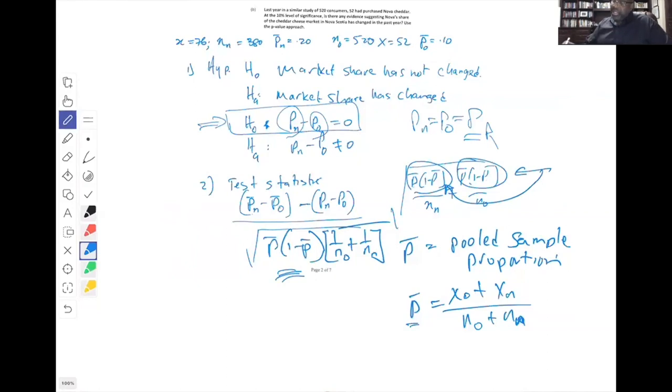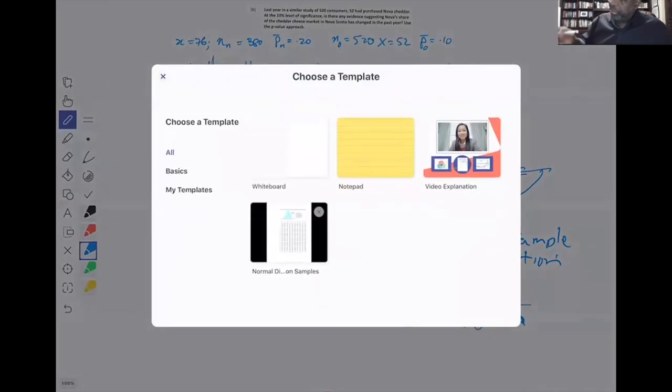And we use that test statistic whenever P1 minus P2 is zero. So that is expected. That is zero. Right? Because we've assumed that those proportions are the same. So that's our test statistic. Let's move on to step three, the decision rule.